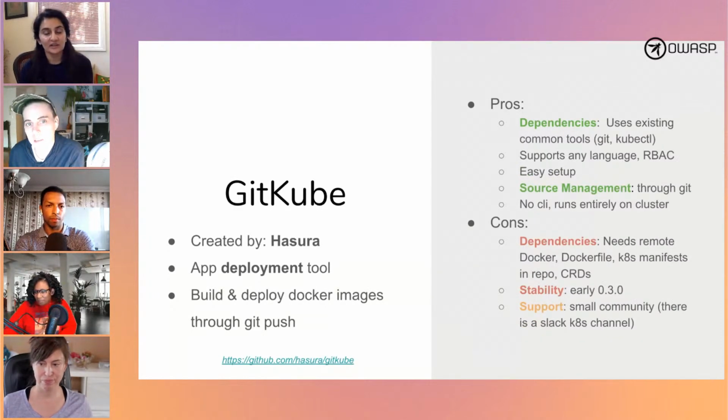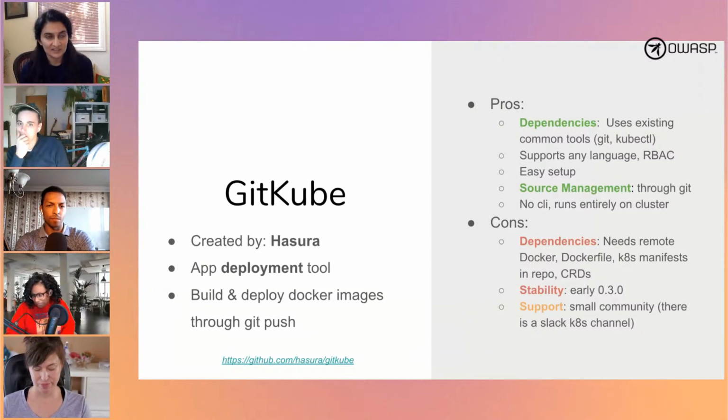Second one, so we're coming a layer above, which is the deployment layer. This one is cool. It's interesting because I kind of think of it as a predecessor to Flux and Argo, but this is an app deployment tool. It was created by Hasura. It's a way to deploy a Docker image on Kubernetes through a Git push. It runs entirely on the cluster and there's no CLI. This one has the least amount of dependencies to use.